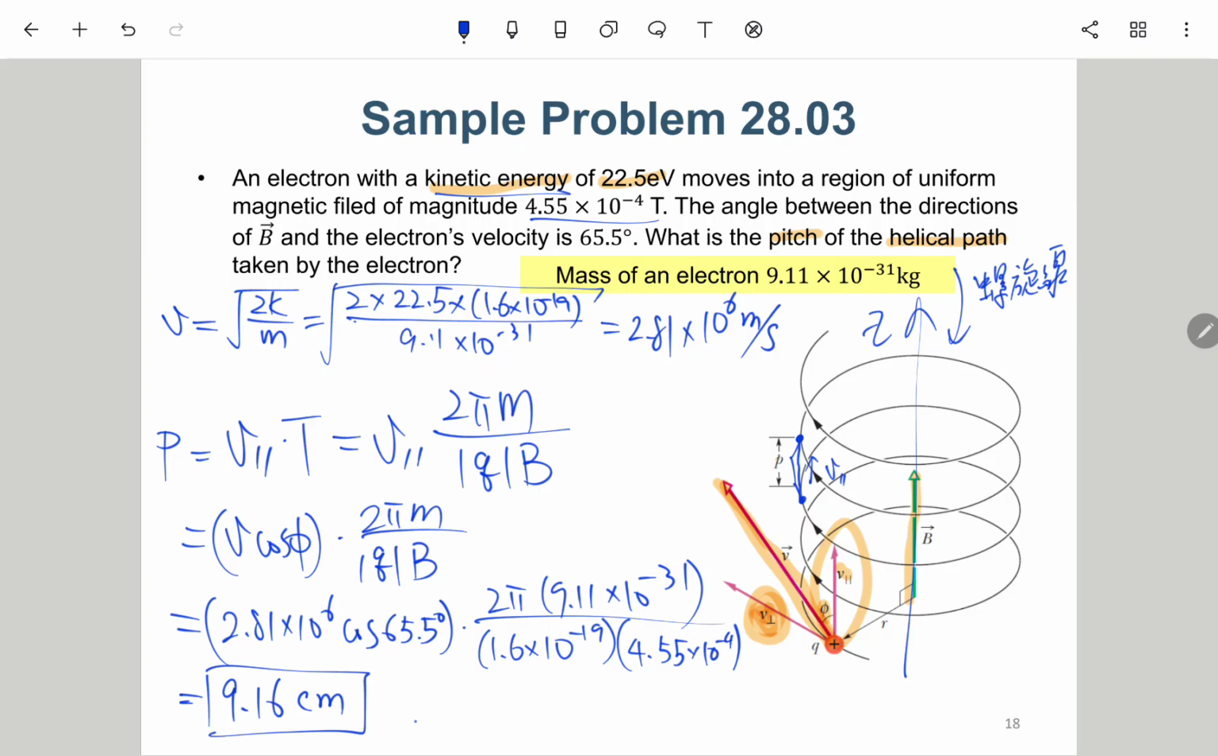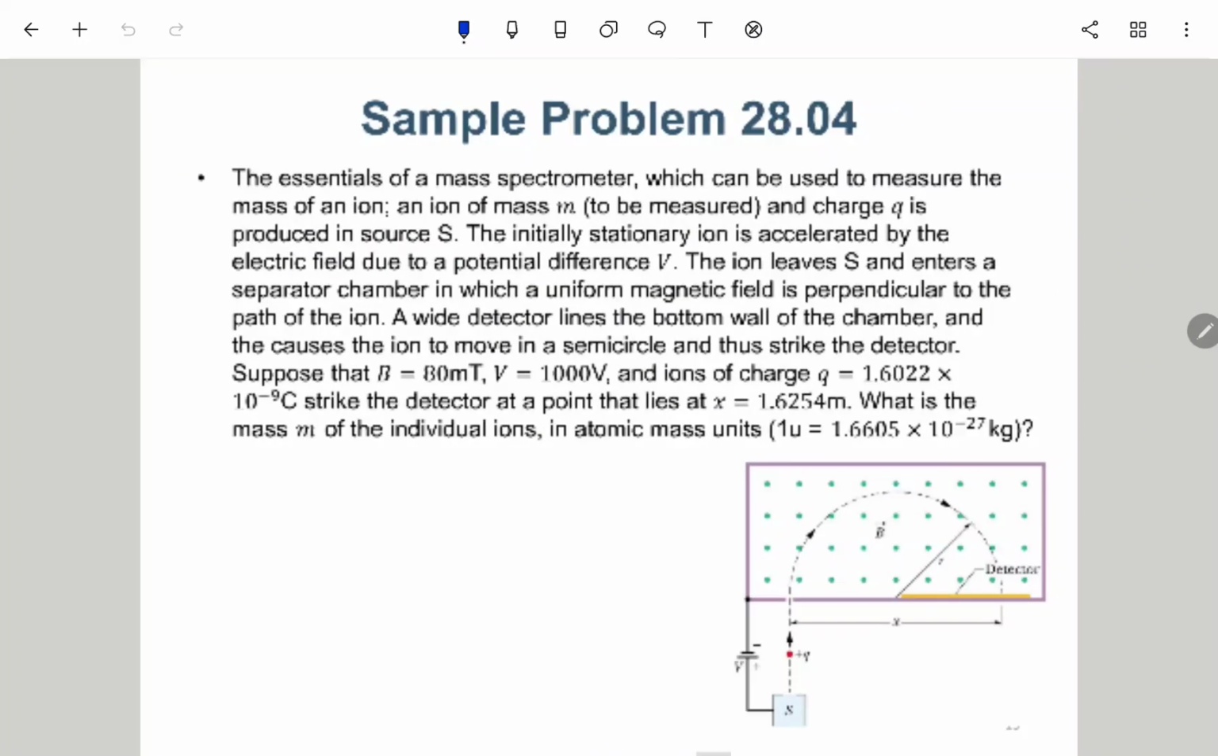So far, any questions? Okay, if no, we move on. We have another sample problem.